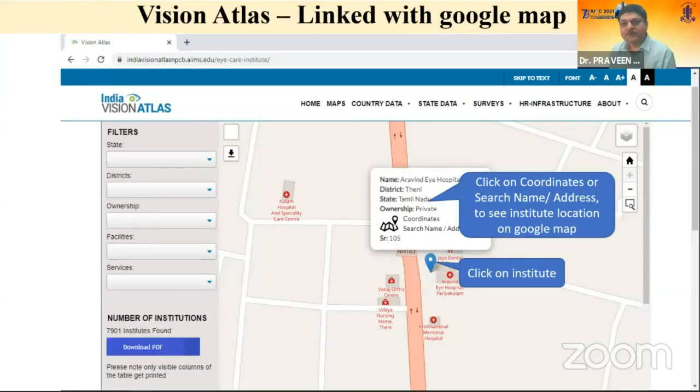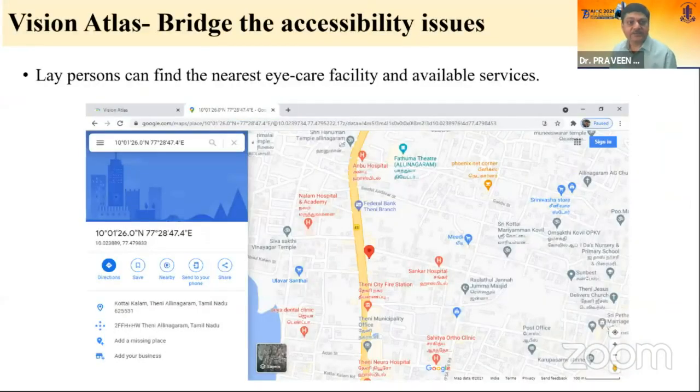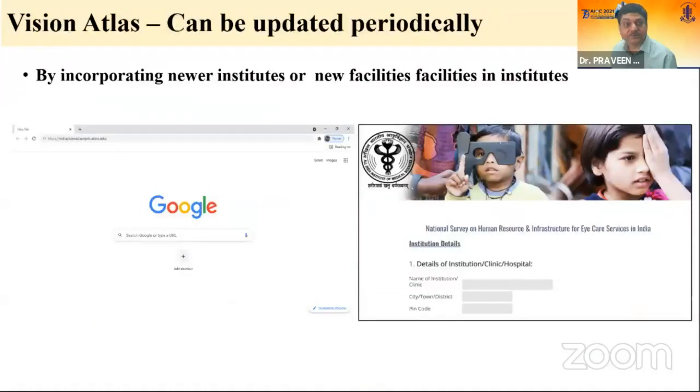And of course, we can also link this Vision Atlas with Google Maps, so that the advantage is that even a layperson can find the nearest eye care facilities available to their home. So this is very useful. It can bridge the accessibility issues also.